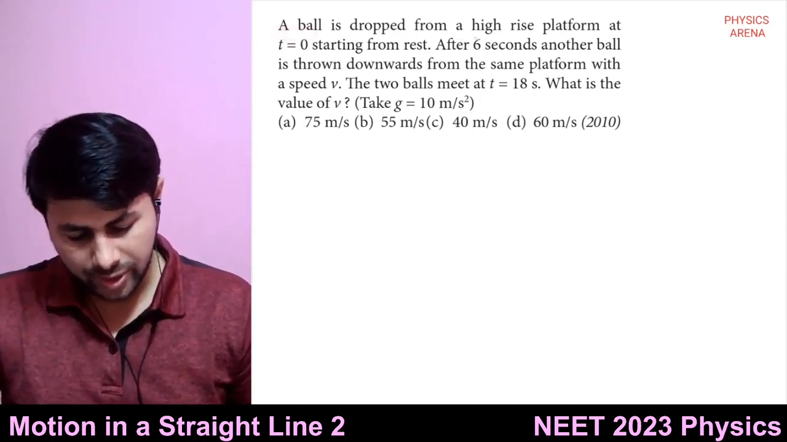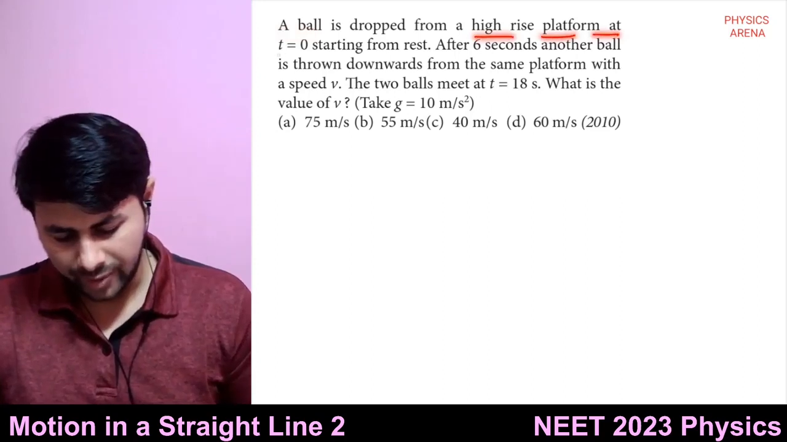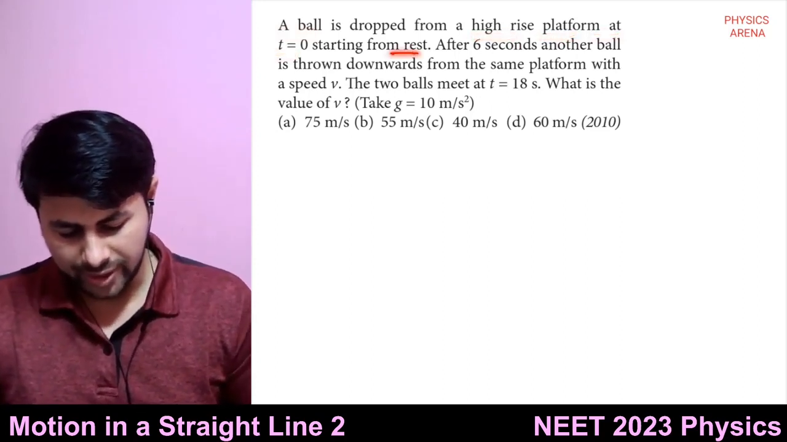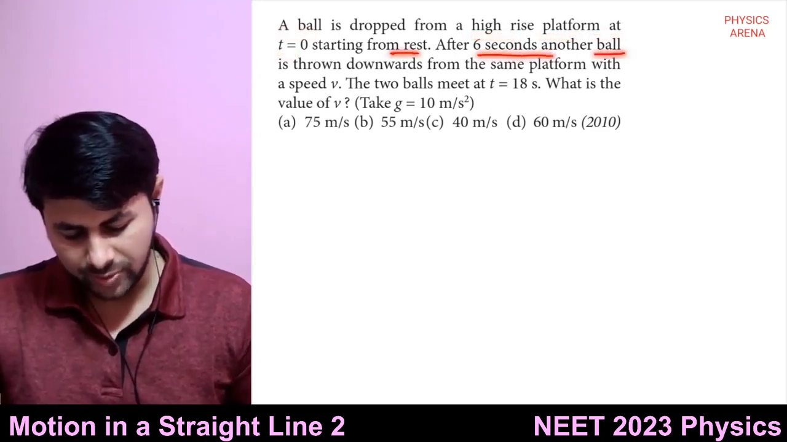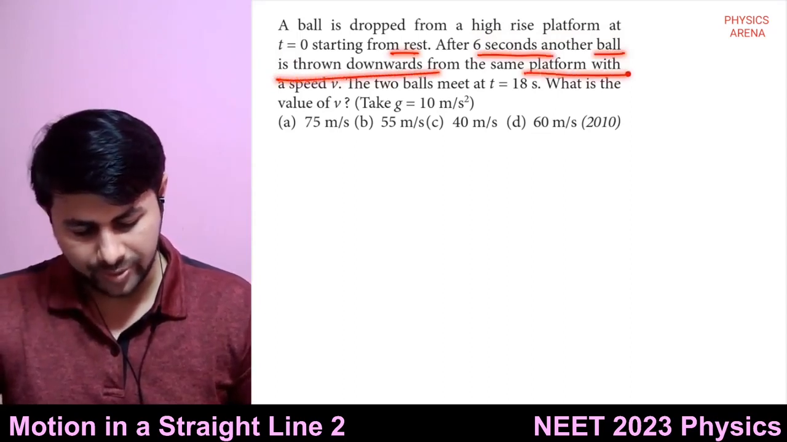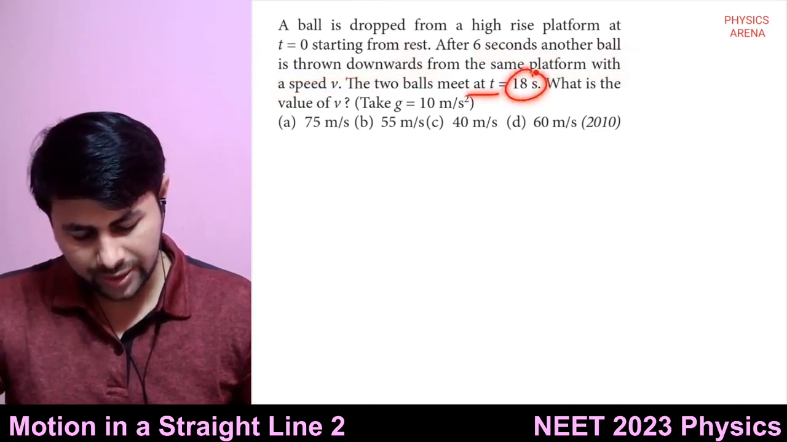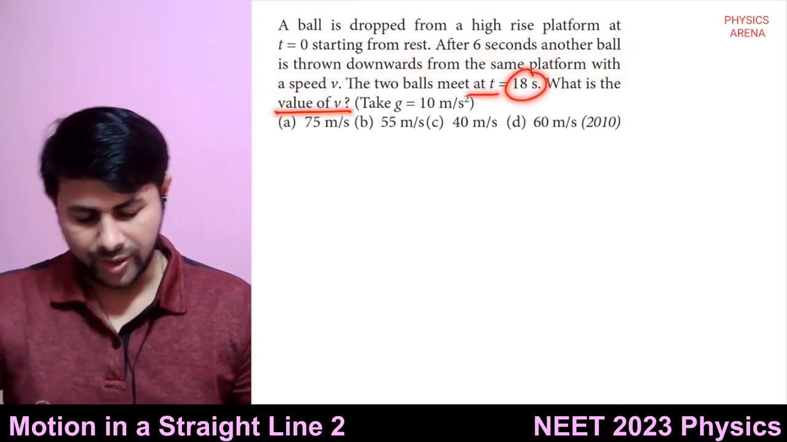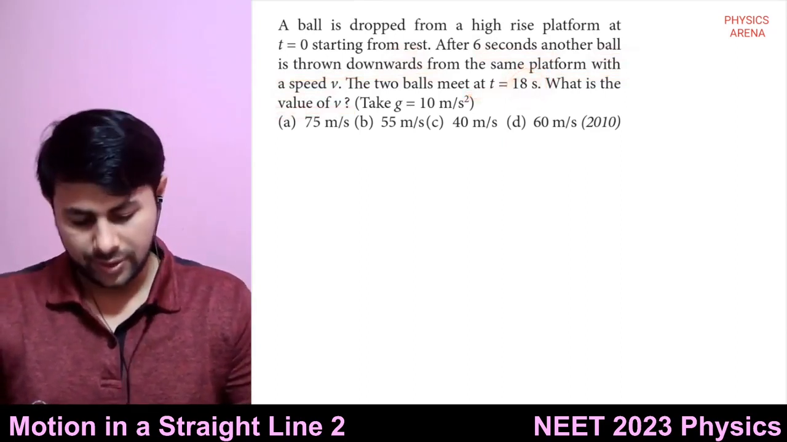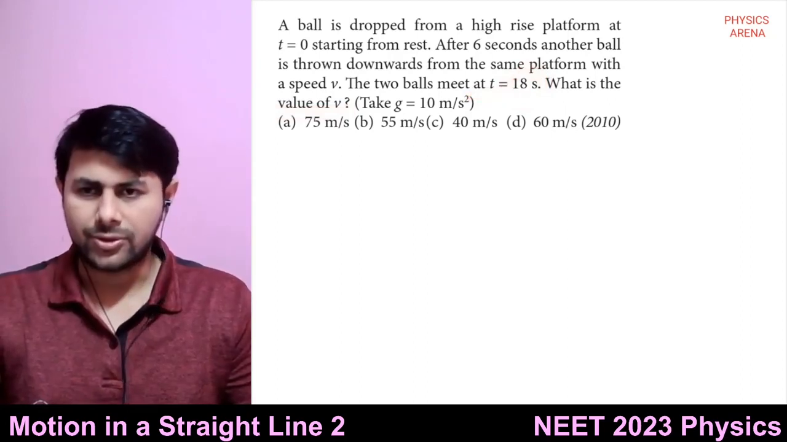A ball is dropped from a high rise platform at t equals 0 from rest. After 6 seconds, another ball is thrown downwards from the same platform with the speed v. The two balls meet at t equals 18 seconds. What is the value of v? Okay, so how to solve this?